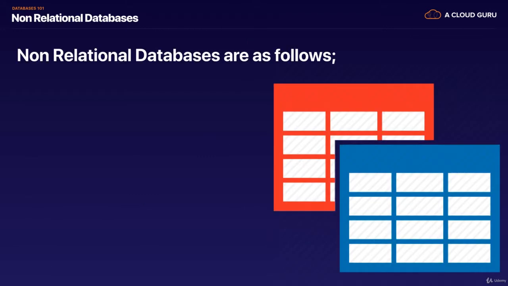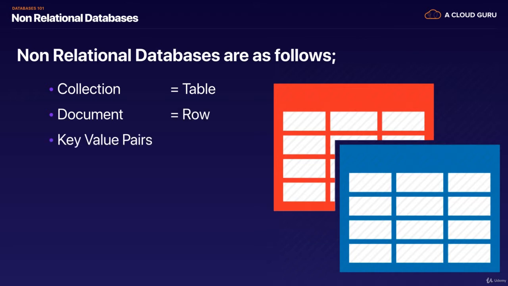Non-relational databases are probably something you may or may not be familiar with. I certainly wasn't familiar with them until around 2008, 2009. But they basically consist of a collection, and a collection is just a table. Inside the collection, you have documents, and a document is simply a row. And then you have key value pairs, and these are basically your fields or columns.